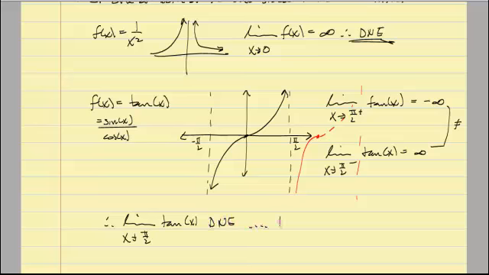So therefore I have a discontinuity at x equal pi over 2. And that was pretty obvious because I have a vertical asymptote there. So that seemed like a really reasonable thing to come to a conclusion on.